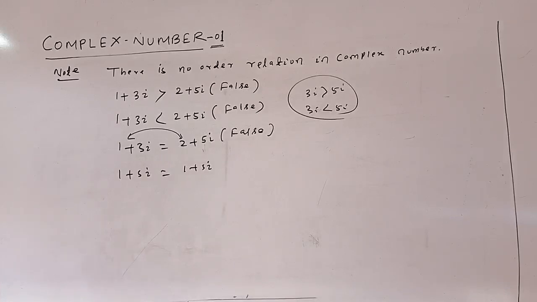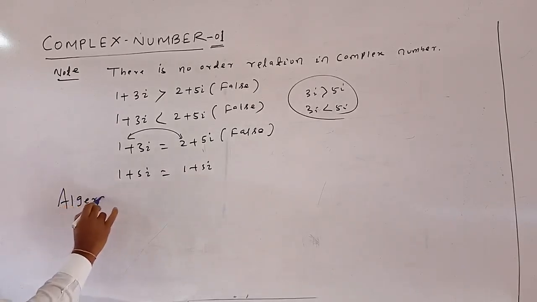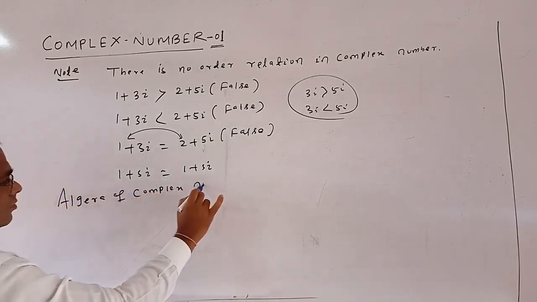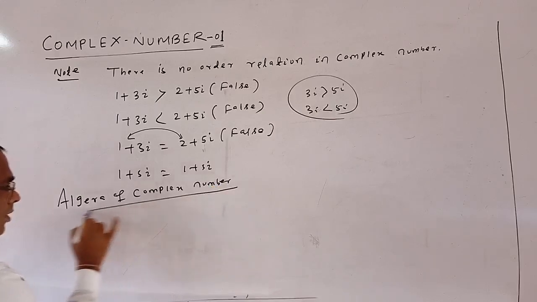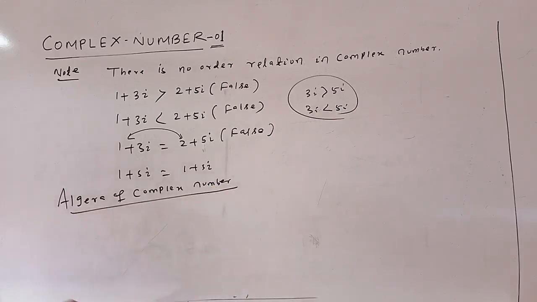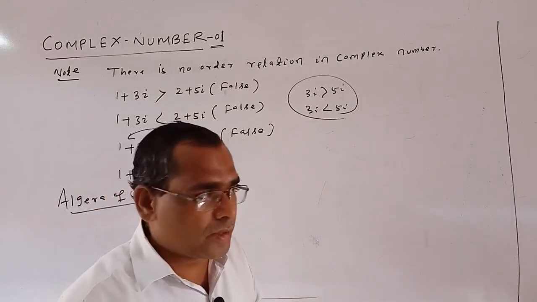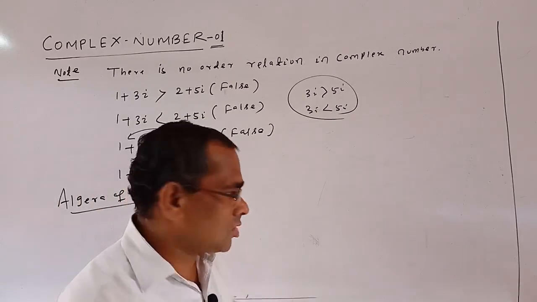Okay. Next, algebra of complex numbers. Algebra means how you can find the addition, subtraction, multiplication, division and the reciprocal of complex numbers.